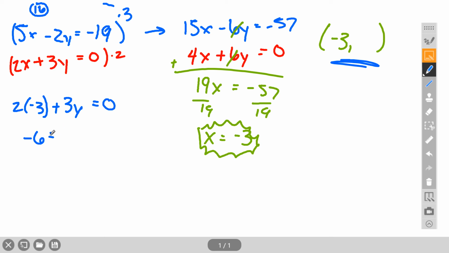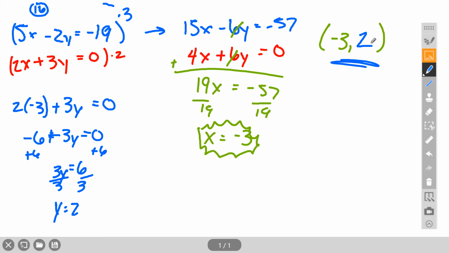Negative 6 plus 3y equals 0. Add 6 to both sides. 3y is equal to 6. Divide by 3, y is equal to 2. So the ordered pair where these cross is negative 3, 2. And I'll plug these in to double check. 5 times negative 3 is negative 15, minus 4 is negative 19. And then 2 times negative 3 is negative 6, plus 6 is 0. So I'm good there. Number 16, I'm good.